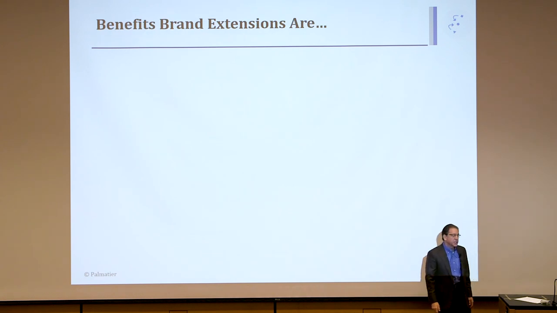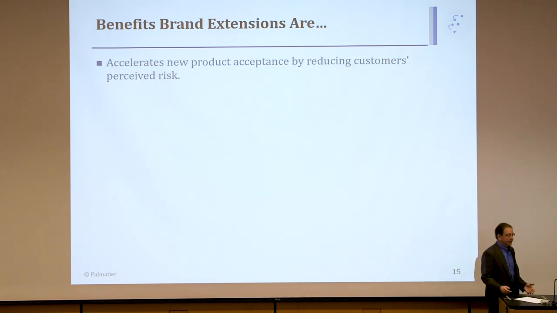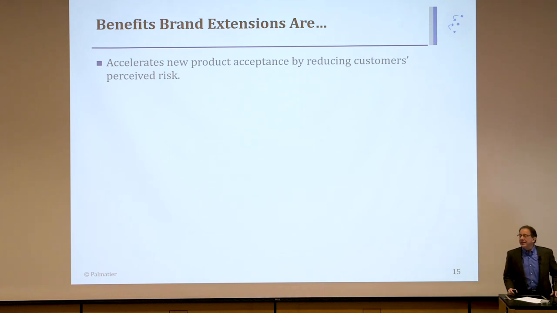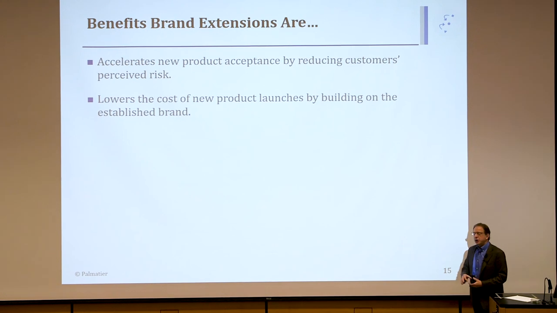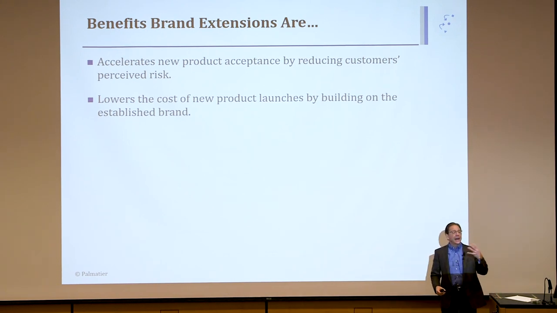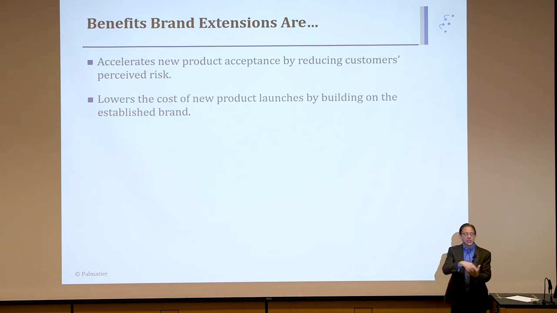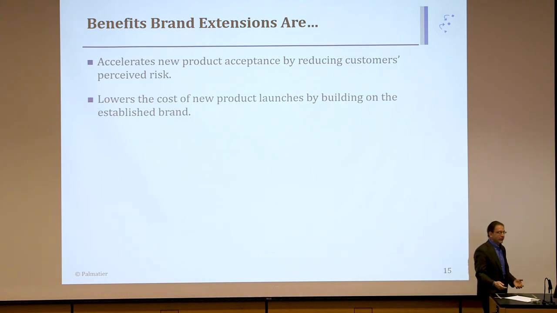Okay, what are the advantages of brand extensions? Why do firms do them? It accelerates new product acceptance. Can you all see how Courtyard by Marriott would be more accepted by business travelers than just Courtyard, which is a brand new name? It lowers the cost of new launches. It doesn't take as much advertising, because if you go back to that memory model, as soon as you say it's a Marriott or it's a GE product, all the attributes that are linked to that name automatically get linked to your new product. And that makes it less risky and more accepted.